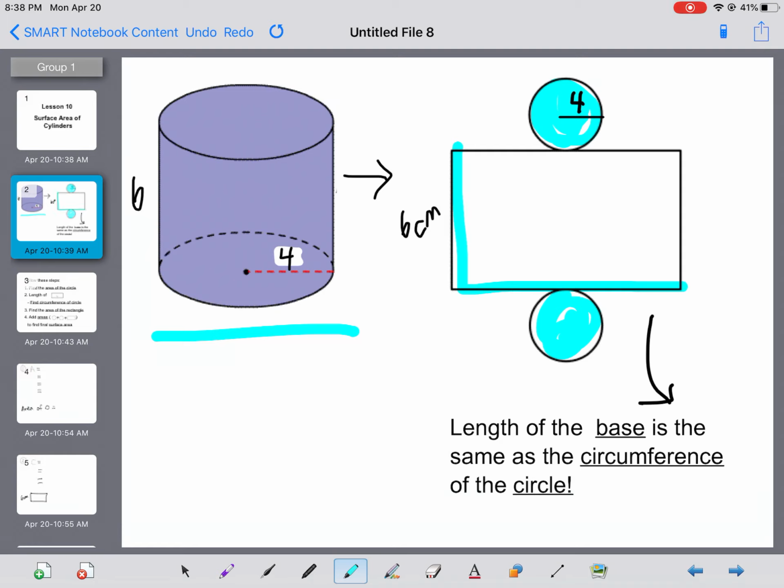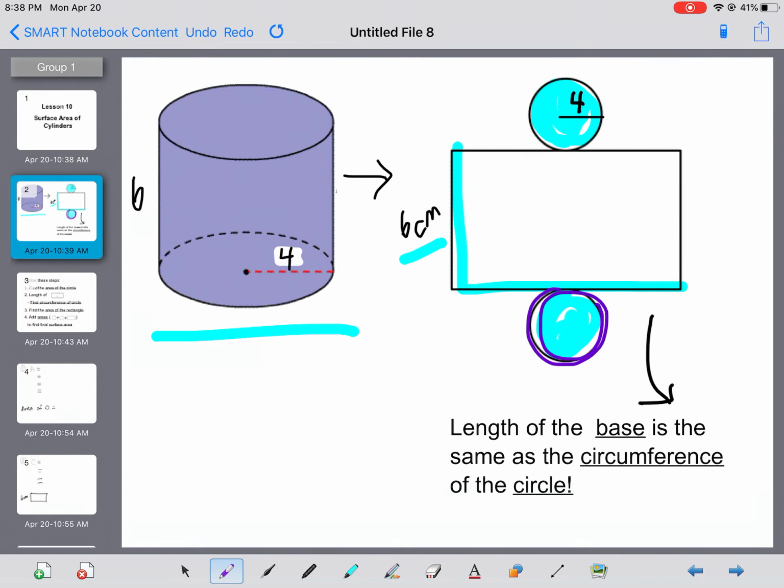You may be thinking to yourself, well, the area is base times height, and we only have a height, only 6 centimeters. You can use the information that you have here to figure out the area of this cylinder. You don't need any more information other than the radius of the circle and the height of the cylinder. The reason for that is because the length of the base of the rectangle is the same measurement as the circumference of the circle.